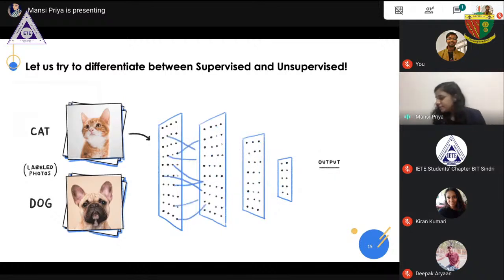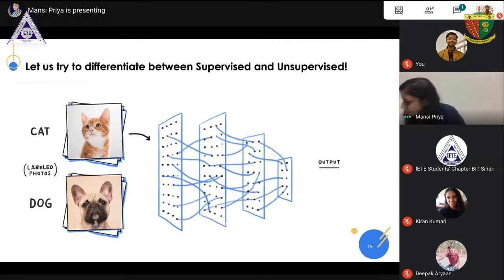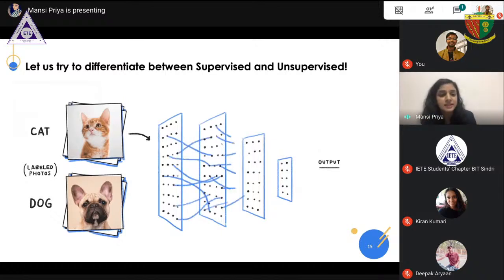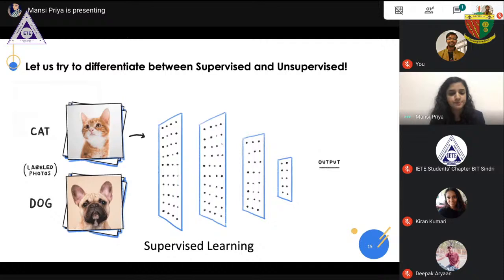Yes, so I think we again got a very large majority of answers as supervised learning, and you are correct. Here we have labeled photos, and someone tried to give an explanation also. Shailesh, yes, you're right. The data is labeled, so that is why this is a supervised problem. Thank you so much, everyone, for participating.